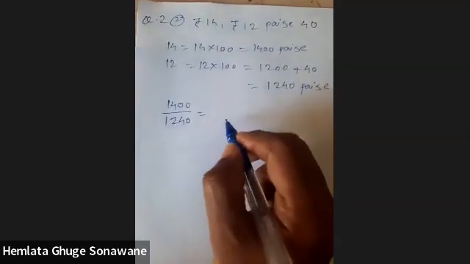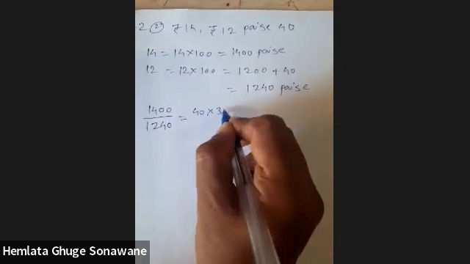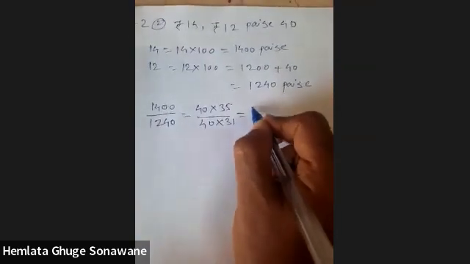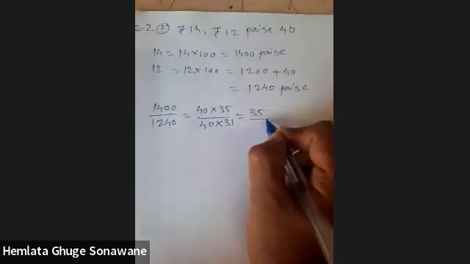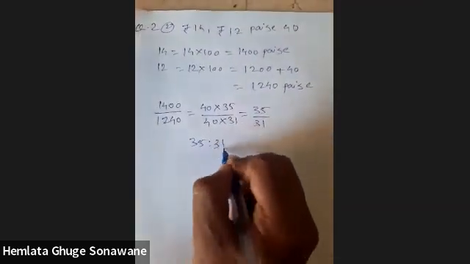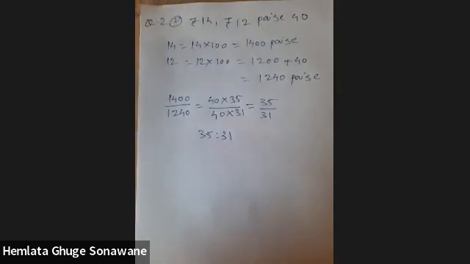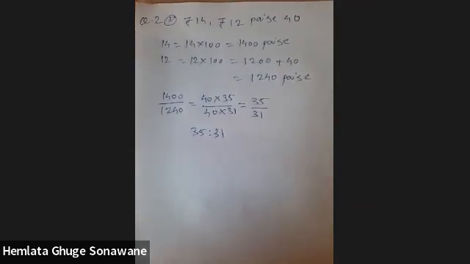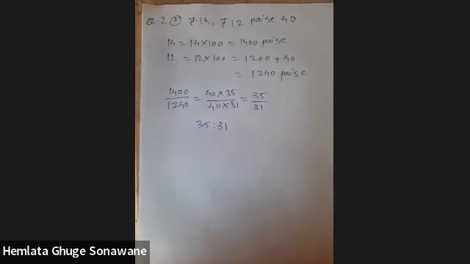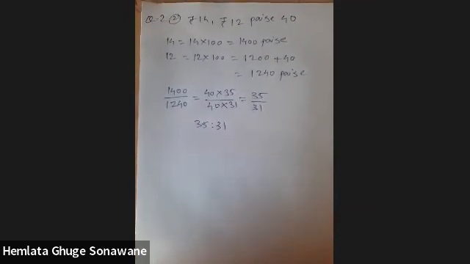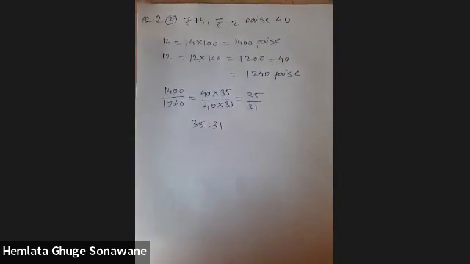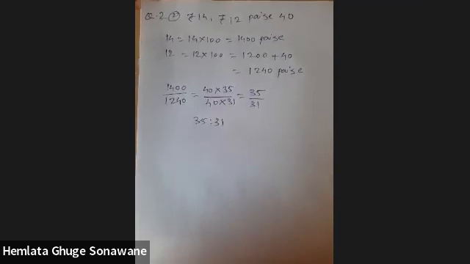Okay, it becomes 40 into 35 and 40 into 31. That becomes 35 upon 31. This is the reduced form of the given quantities. Go through the solution.